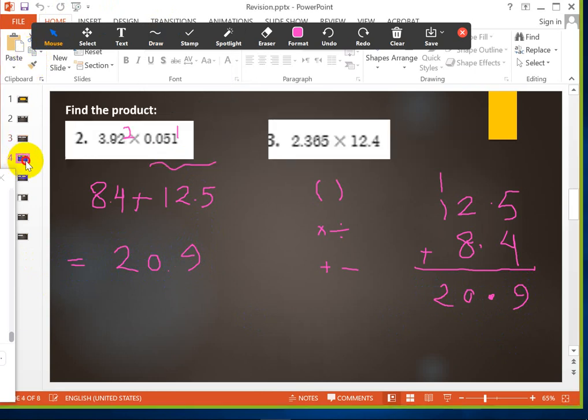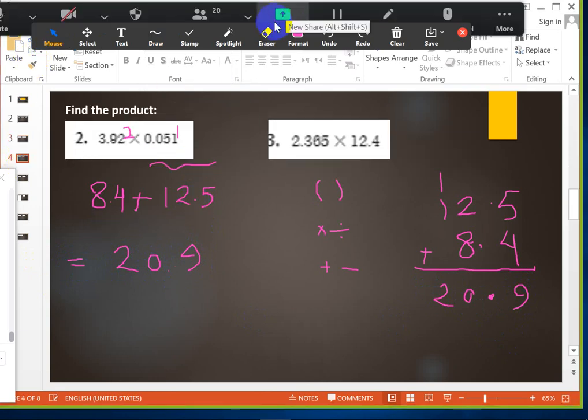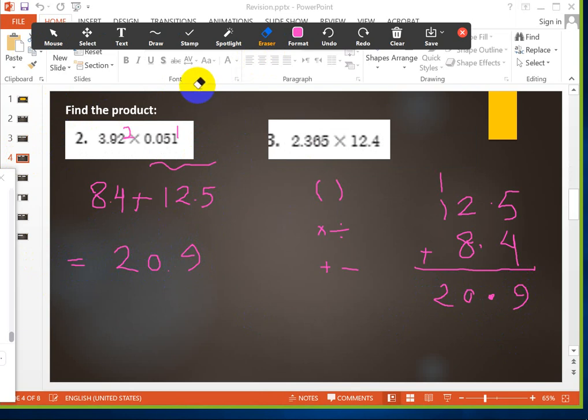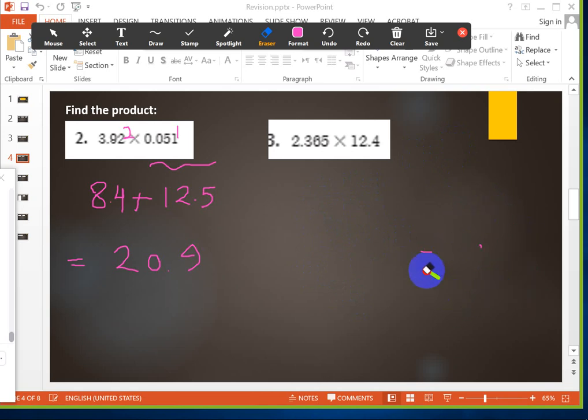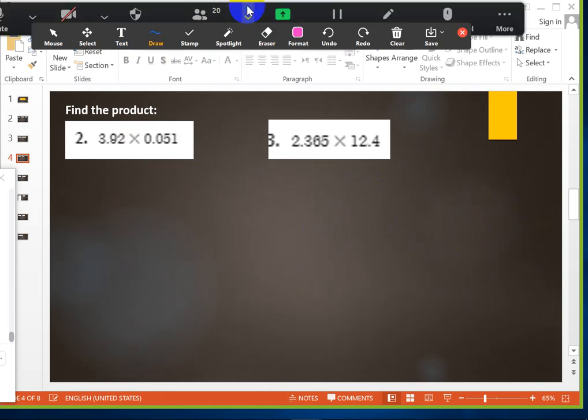Now let's move to multiplying decimals. To multiply decimals, I want you to focus with me, please. Focus with me. Let's do this exercise. No page, girls. No page. Only revision. Okay?